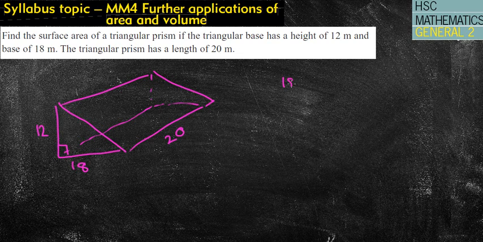So I'm actually going to do 18 squared plus 12 squared, bit of Pythagoras there, and square root my answer. So if I put that into the calculator and I square root my answer, we're going to have 21.6.